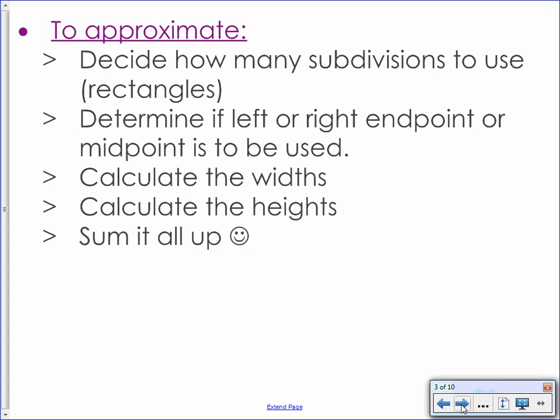Okay, so the widths of our rectangles are going to lie on the x-axis, and our heights are going to be what is touching our curve. So if it's a left endpoint, then the left side of our rectangle is touching the curve. If it's a right endpoint, the right end of our rectangle is touching the curve. And we're going to go through examples using this foldable.